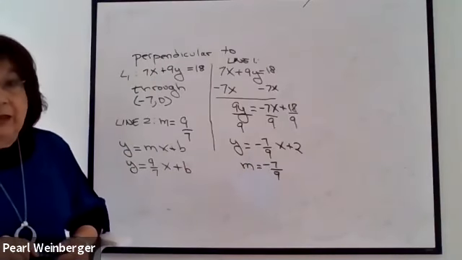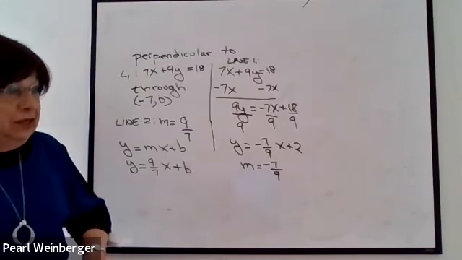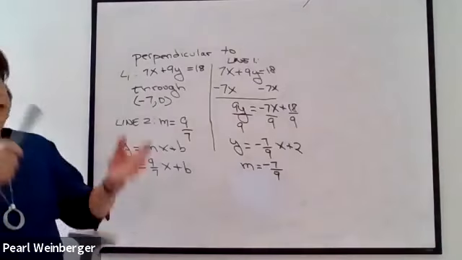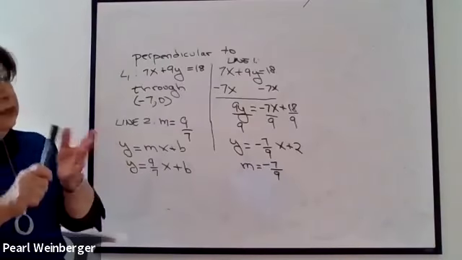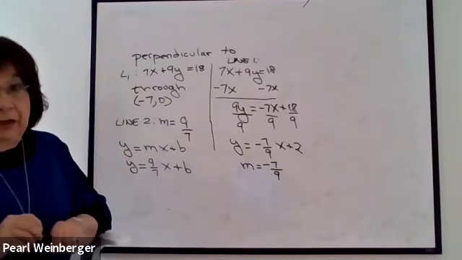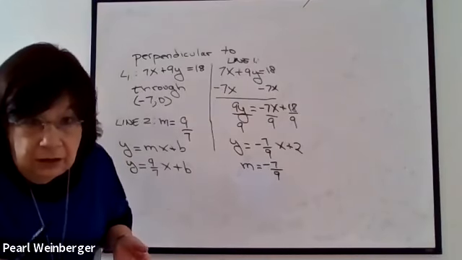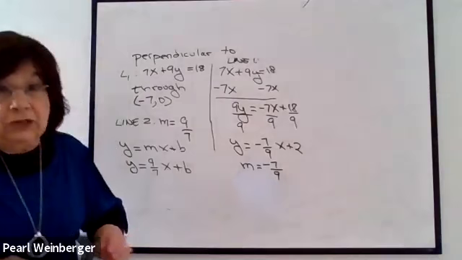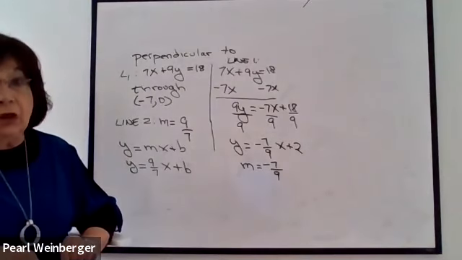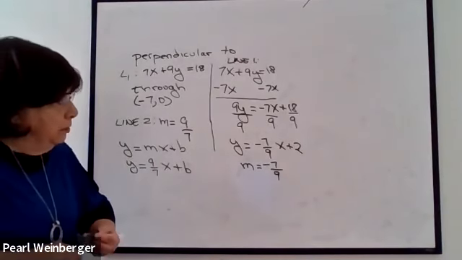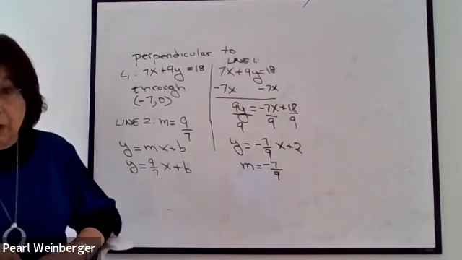Oh, okay. You have to read these questions carefully. Is it talking about perpendicular? Is it talking about parallel? Because perpendicular means opposite reciprocal slopes, and parallel means the same slope.